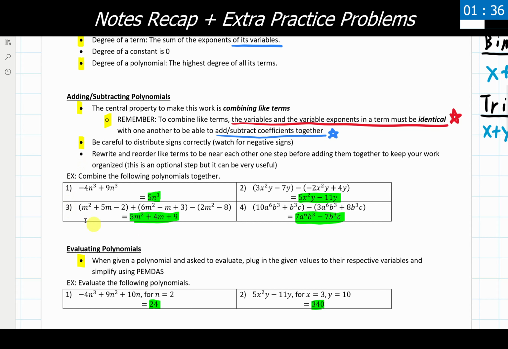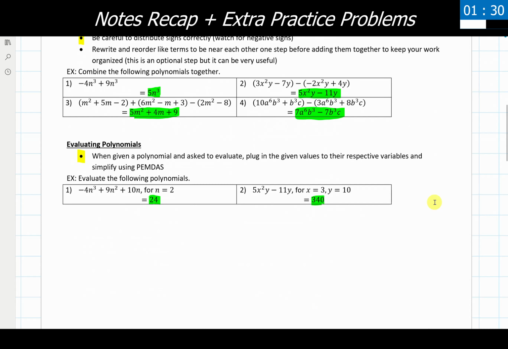We then went through 4 examples of adding and subtracting those, keeping track of some sign changes that showed up in there. And then we worked with evaluating polynomials. We're going to be given something and we're given values for n, x, y, whatever the variables are, and we just plug those in and simplify things down using PEMDAS, our order of operations.